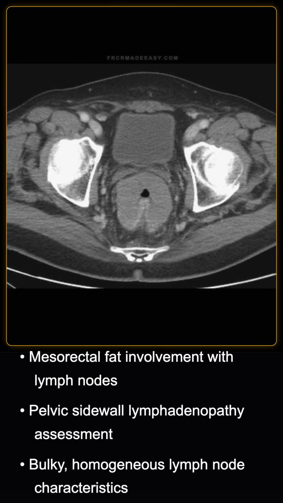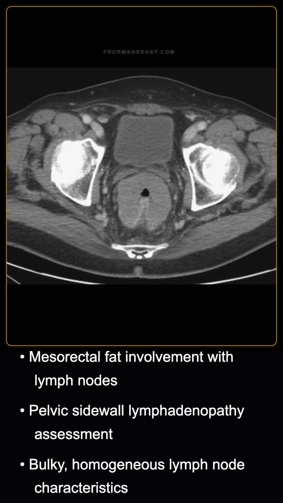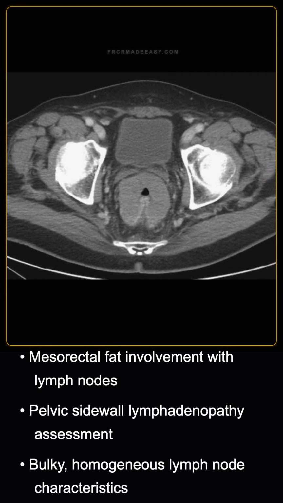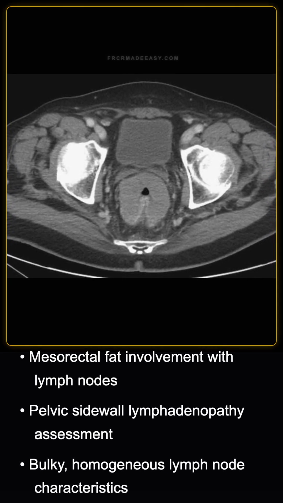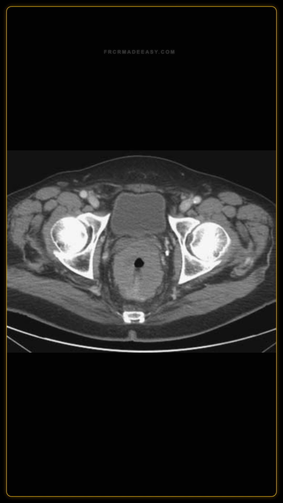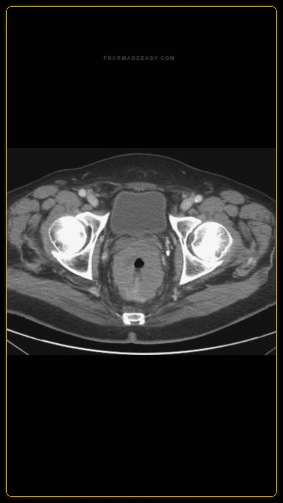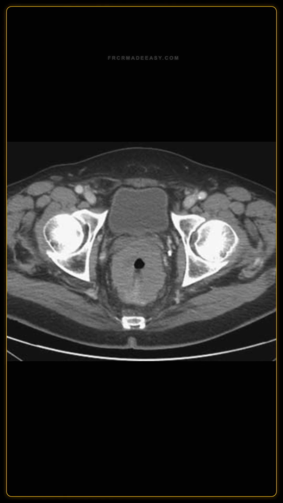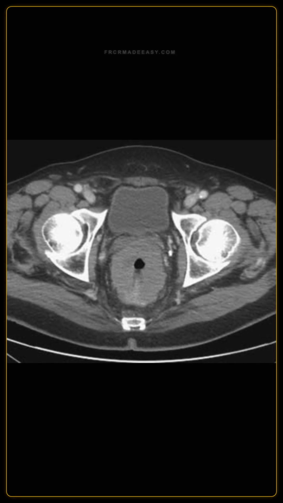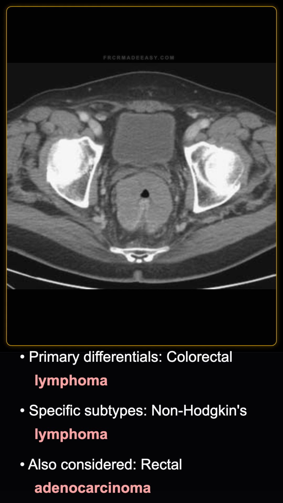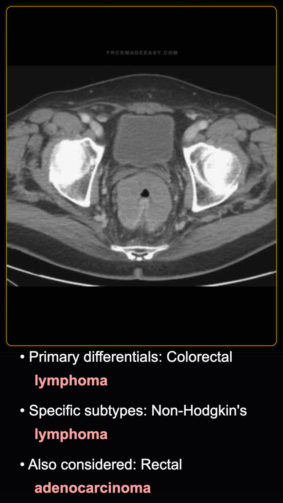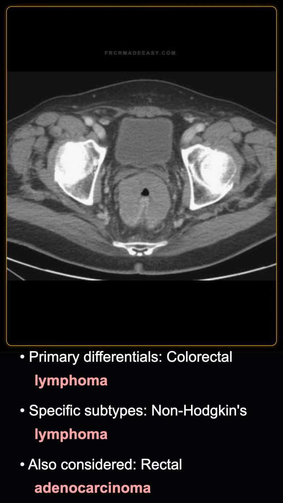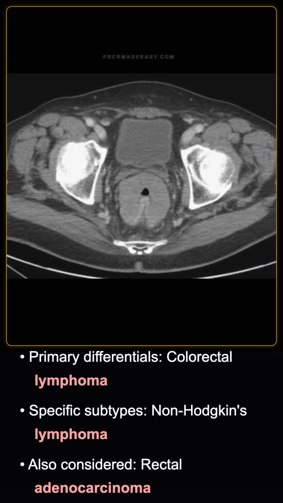Yes, I would carefully evaluate the mesorectal fat and pelvic sidewalls for any associated bulky, homogeneous lymphadenopathy, which is often present in this setting. Given the patient's immunocompromised state and the homogeneous, bulky nature of the mass without obstruction, what is your primary differential diagnosis? The primary differential includes a primary colorectal lymphoma, specifically non-Hodgkin's lymphoma, and a primary rectal adenocarcinoma.